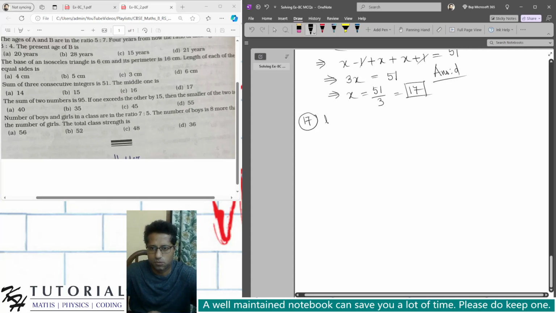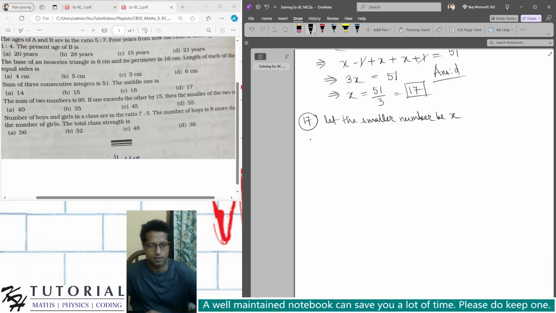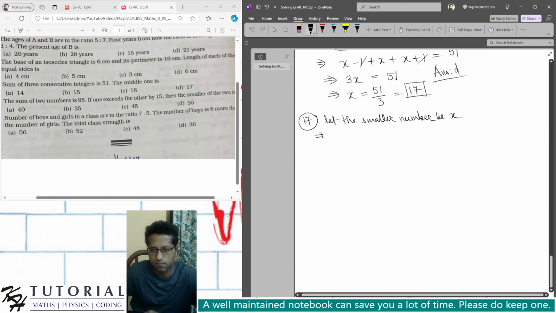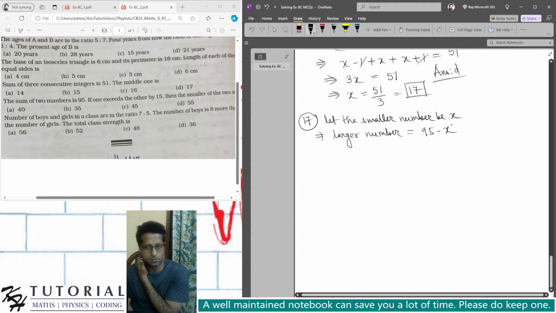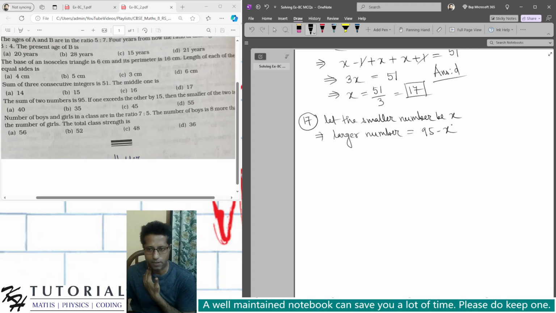Okay, so let the smaller number be x. It is given that the sum of two numbers is 95. So this implies the larger number has to be equal to 95 minus x. Since the sum of the two numbers is 95 and we have assumed the smaller number to be x, then definitely the larger number has to be 95 minus x.